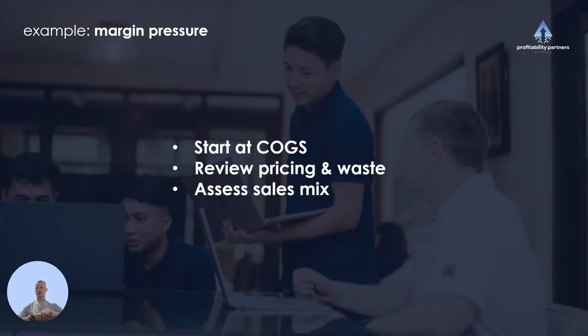When you're looking at COGS, there's all sorts of things you can look at to say whether COGS are correct. You could look at your sales split. So, look at your COGS first. You can review your pricing. Are we having too much waste? Look at your sales split.